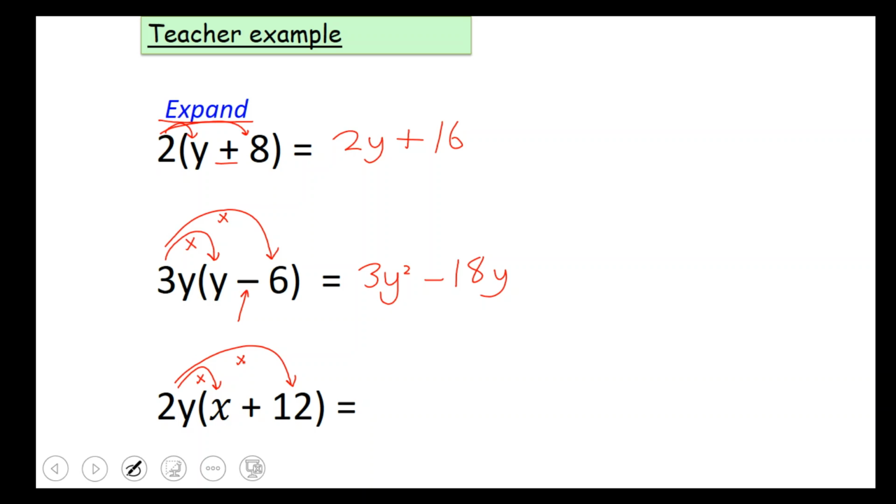And the last one, same again, draw your arrows in, and remember the arrows mean multiply. 2y times x, you get 2xy. Got a positive sign here, so plus here. 2y times 12, you get 24y. And that is your answer.